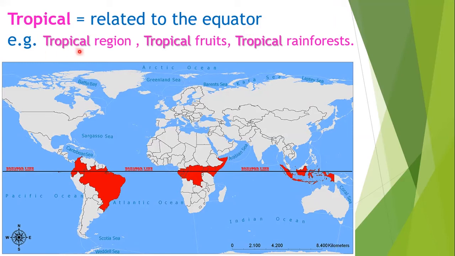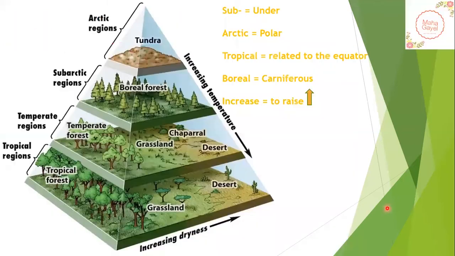For example, tropical regions, tropical fruits, like the papaya. Tropical rainforests. So the rainforests are called tropical rainforests. Why? Because they lie in the tropical area, on the equator. Okay, let's go further.